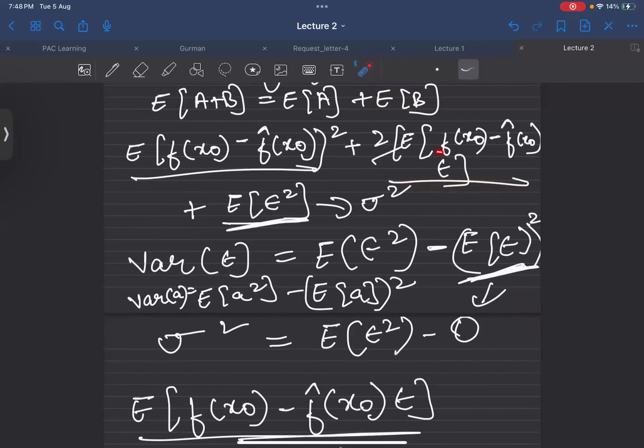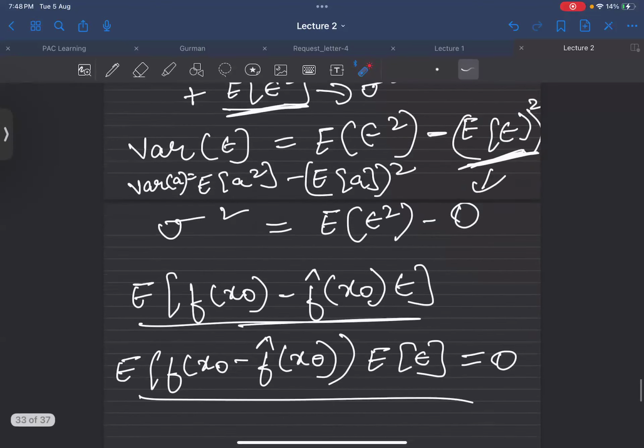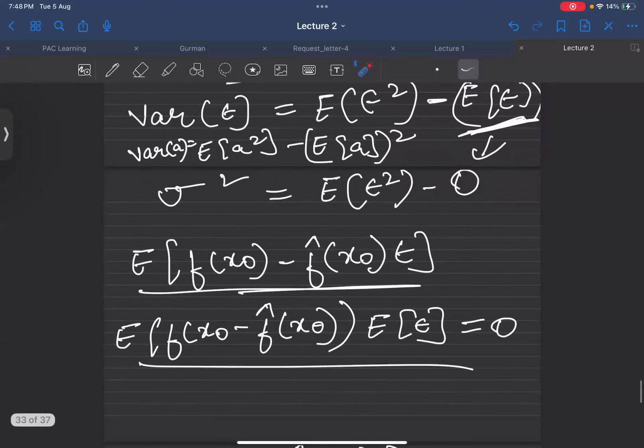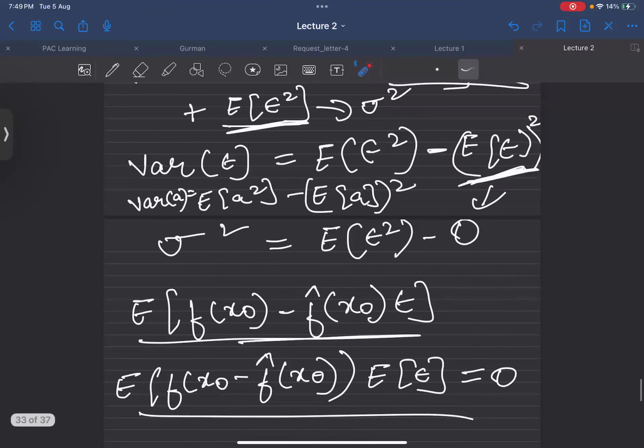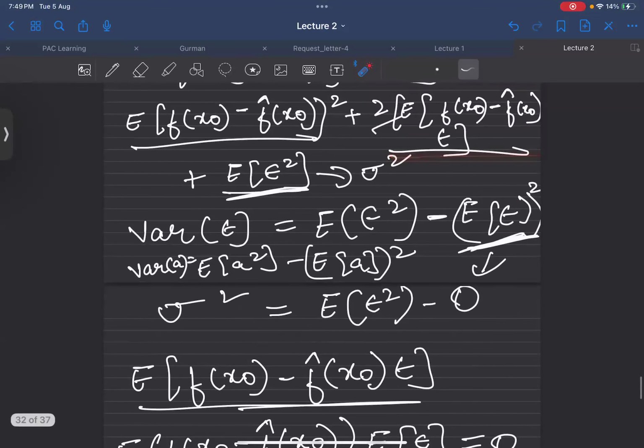Then I came to the second term. What is the second term? Expectation of 2 into (f(x0) minus f bar(x0)) into epsilon. Again, this is not linearity of expectation, I'm just opening the brackets: expectation of this into expectation of epsilon, as these are independent terms. I know that expectation of epsilon is equal to 0. Anything multiplied by 0 is 0. So the second term becomes 0.